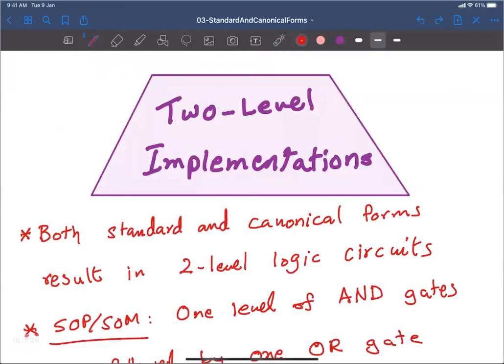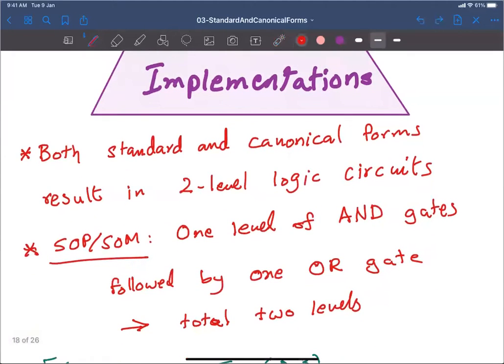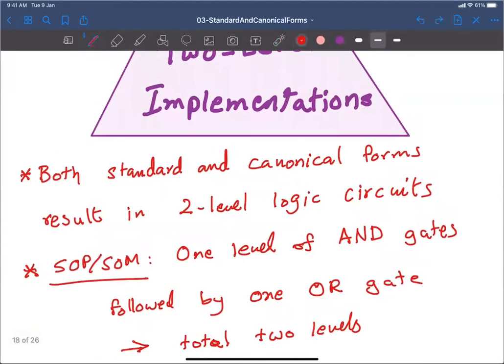Okay, so moving on, we have what we call the two-level implementations as well, in which both the standard and canonical forms result in two-level implementations. When we say implementation, we mean logic circuits. So both the standard and canonical forms result in two-level logic circuits. For sum of products and sum of minterms, we have one level of AND gates followed by one big OR gate, so the total is two levels.